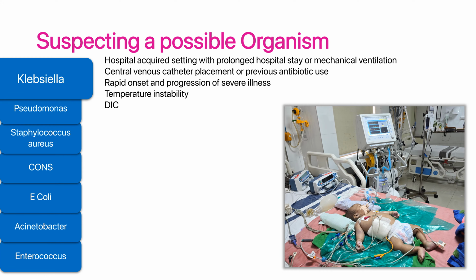For example, when do we suspect Klebsiella? Klebsiella in a patient can be suspected when the infection is hospital acquired and there is history of prolonged hospital stay or mechanical ventilation. Central venous catheter placement or previous antibiotic use also increases the risk of Klebsiella infections. In addition to that, rapid onset and progression of a severe illness, presence of temperature instability, and presence of features suggestive of disseminated intravascular coagulation, or DIC, can also point towards the presence of Klebsiella infection.